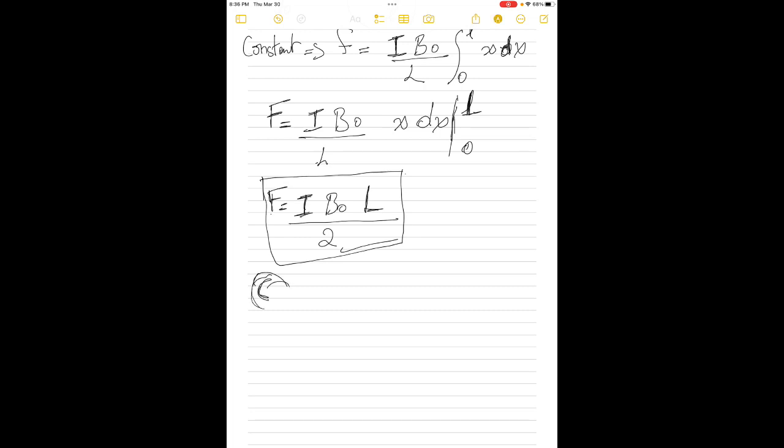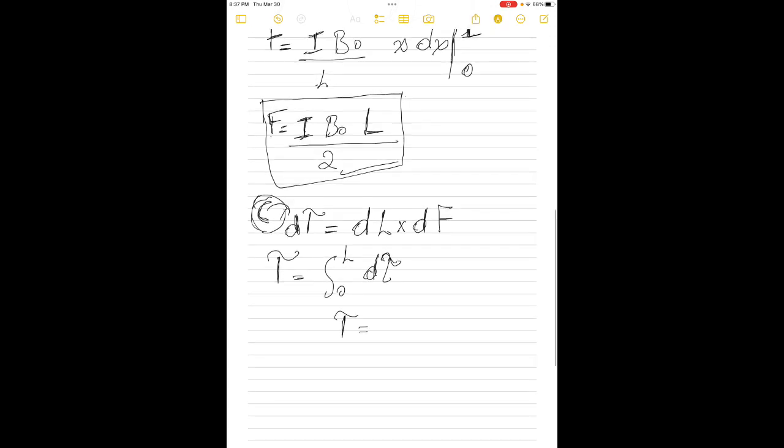Question number C, it says, find an expression for the net torque. For the net torque, we know that the torque is equal to the integral of the distance multiplied by the force element. So the torque is going to be equal to the integral with limits between 0 and L of the torque element, that's equal to I dx multiplied by the magnetic field B0 divided by L multiplied by x.